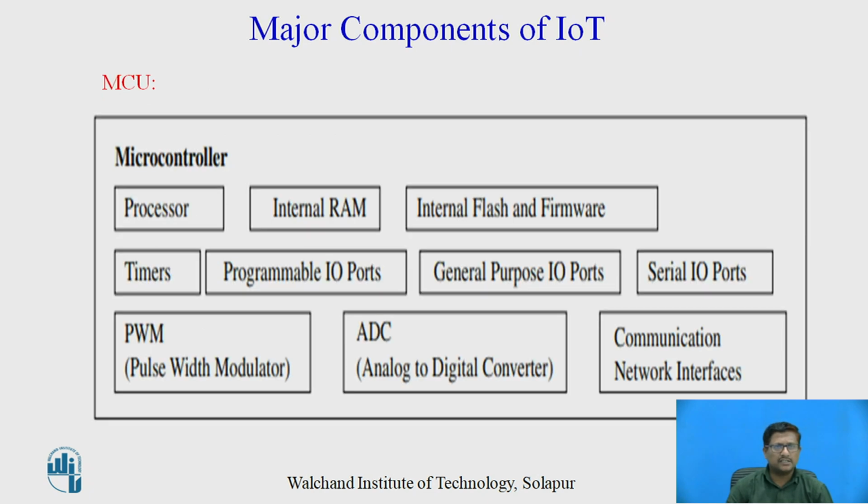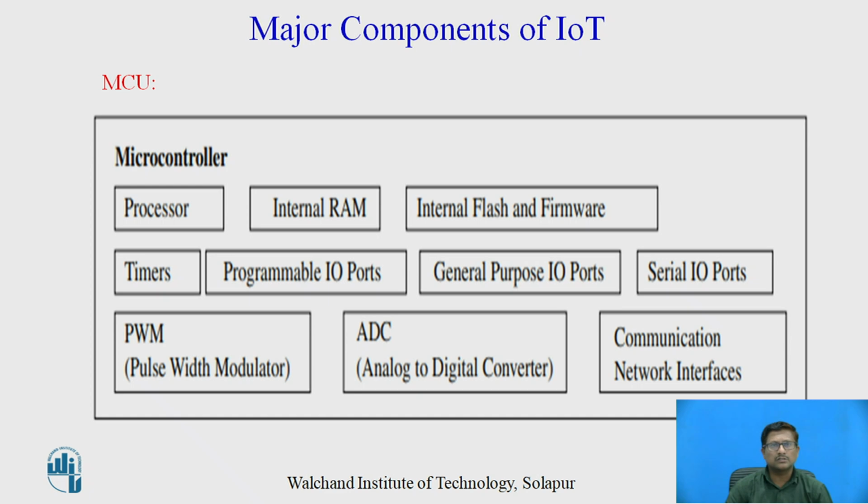Then in the physical layer, we can also include the microcontroller. So many microcontrollers are there: the Arduino microcontroller, the 8051 microcontroller, the Raspberry Pi, the Node MCU, ARM controllers, ARM7, ARM9, and Cortex M3 microcontrollers.